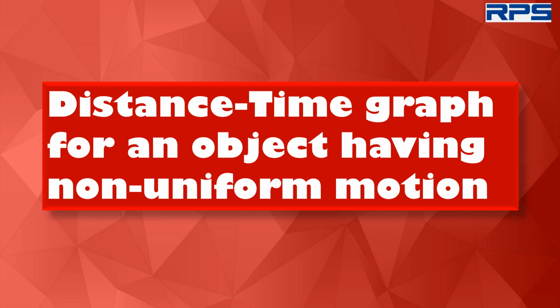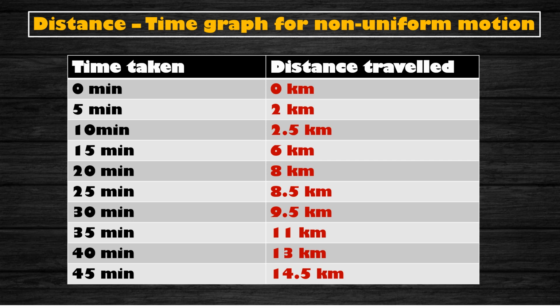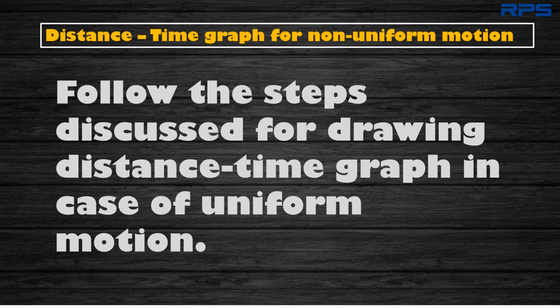Here we have tabular data for an object having non-uniform motion. The table here includes data regarding the distance traveled and time taken to cover this distance. Let's use this data and plot a distance-time graph in case of a non-uniform motion. In order to draw a distance-time graph in case of a non-uniform motion, follow the same steps discussed for drawing distance-time graph in case of uniform motion.